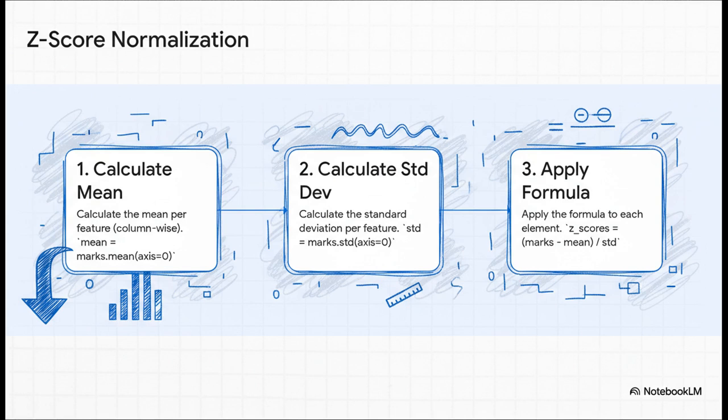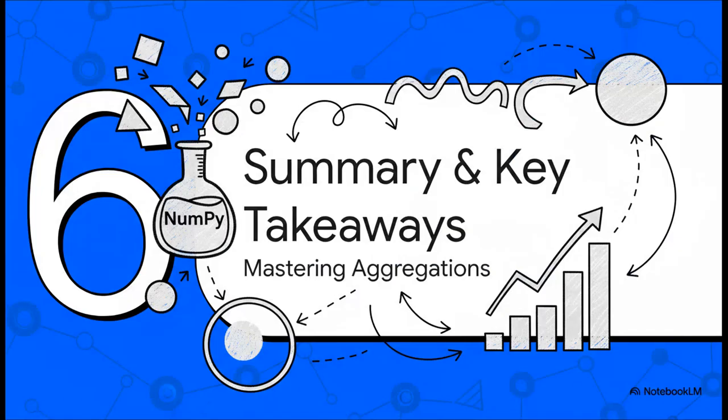And the process, as you can see, is a direct application of what we just learned. First, you calculate the mean and standard deviation for each feature, which means for each column, so you use axis equals 0. Then, you just apply the formula to every element. This entire critical process is built directly on top of axis-wise aggregations. All right, we have covered a ton of ground, from the basic definitions all the way to the nitty-gritty details of performance and real-world application.